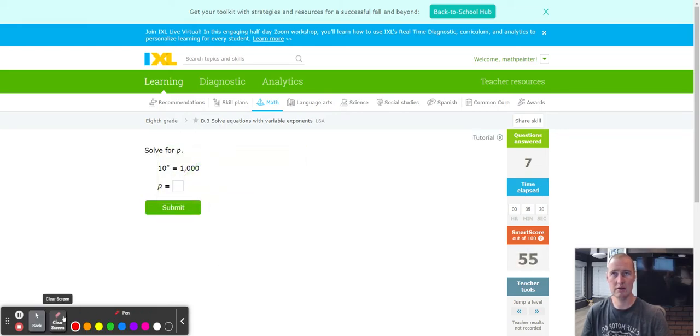All right. Another one of my favorite problems. We got p for painter. We got 1, 2, 3 zeros. So we got 10 to the third power.